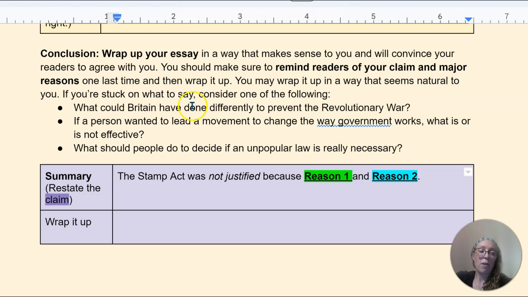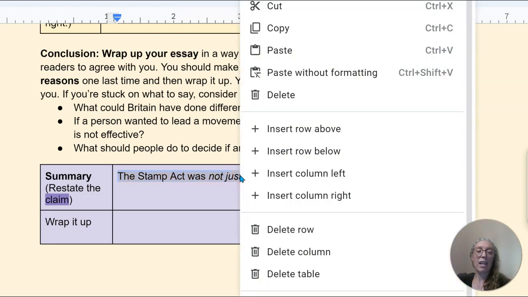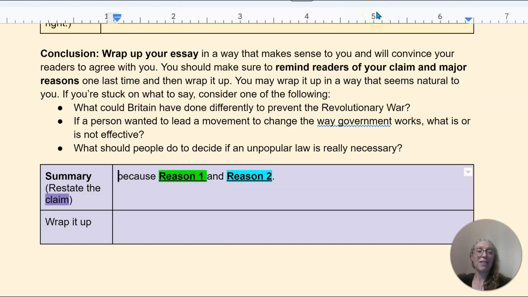Now, there's two parts to your claim. This word because is right here. That is our transition word, and that is sort of marking the middle of our sentence. So if I take this first half, the Stamp Act was not justified, everything up to the word because, I'm going to cut that. I need it again, but I don't want it there.